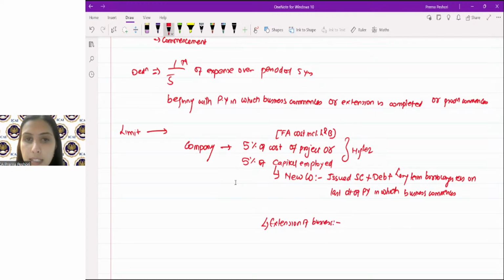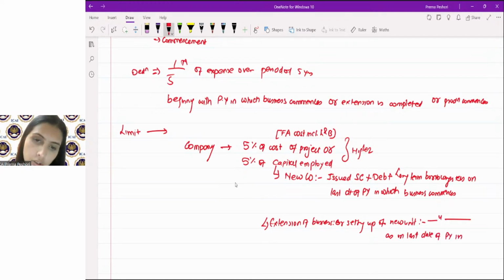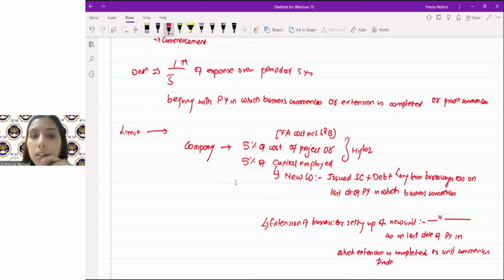In case it's an extension of the business or setting up of new unit, then the cost of capital employed is again the same, but it is on the last day of the previous year in which the extension is completed or the unit commences production. Clear? So you have to take into consideration the share capital, the debentures and long-term borrowing for that particular unit.